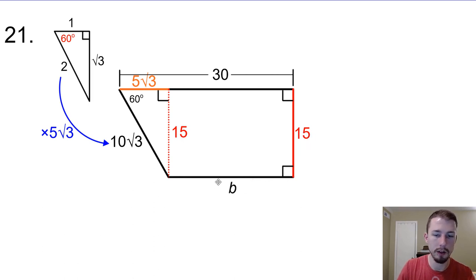The only other thing we got to do is solve for b. Well, b is not 30 because 30 is the whole thing if you follow the measurement line. But we don't want that part of it. We just want this part right here. So I'm going to do 30 minus 5 radical 3, and that'll be my answer. It's just written as a radical expression. We can't combine these. It's not 25 rad 3, anything like that. It's just 30 minus 5 rad 3. All right, and that's it.